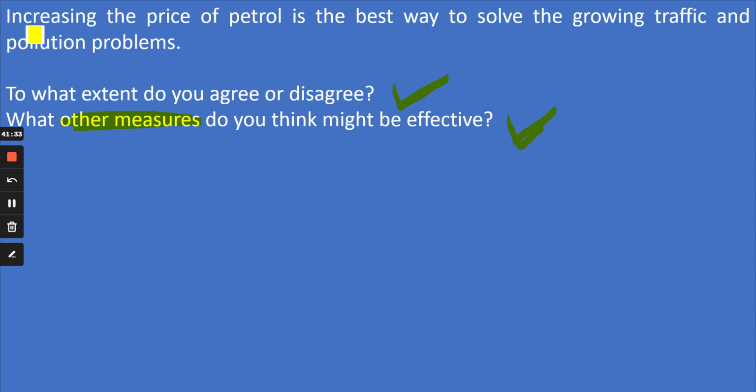That means first of all you have to decide whether you agree or disagree with this statement. If you agree, then you have to give one reason for it. That means your idea. If you disagree, then you have to give one reason for it. Whether you pick agree or disagree, you have to give one reason. That is one idea for this. And here you have no option to talk about agree or disagree because they're asking what other measures. So you need 2 ideas. Okay, so let us see now.